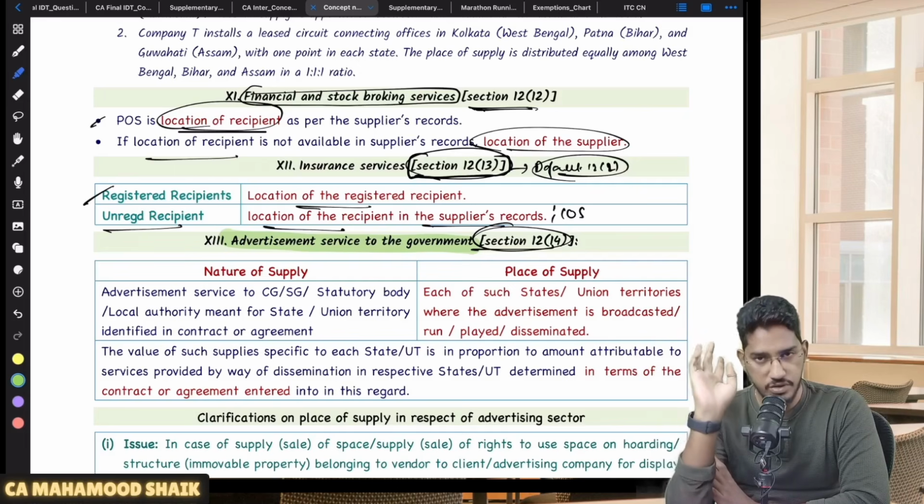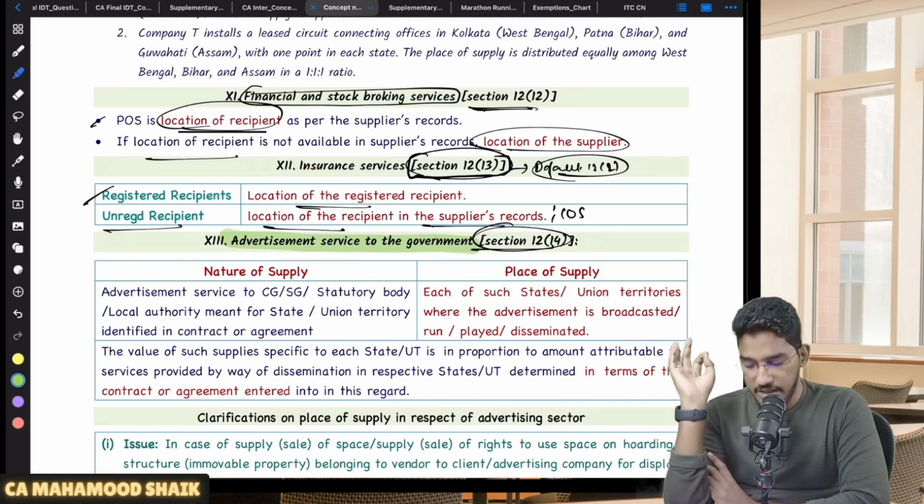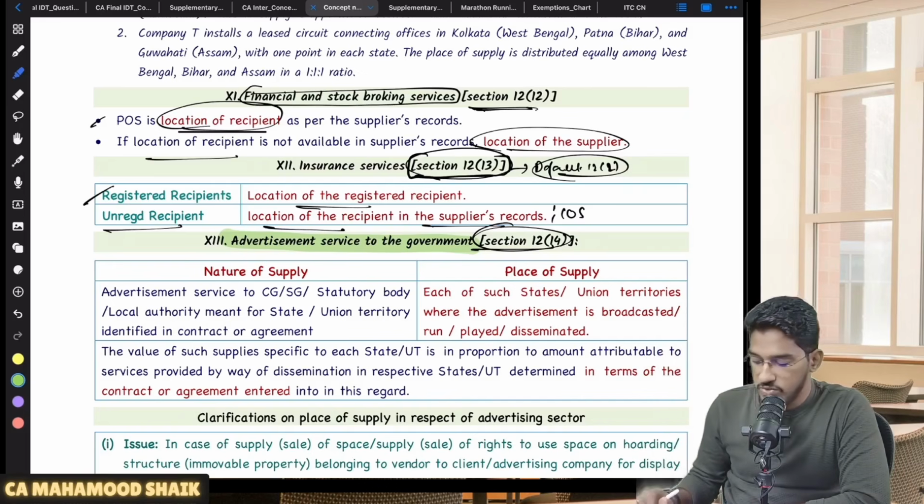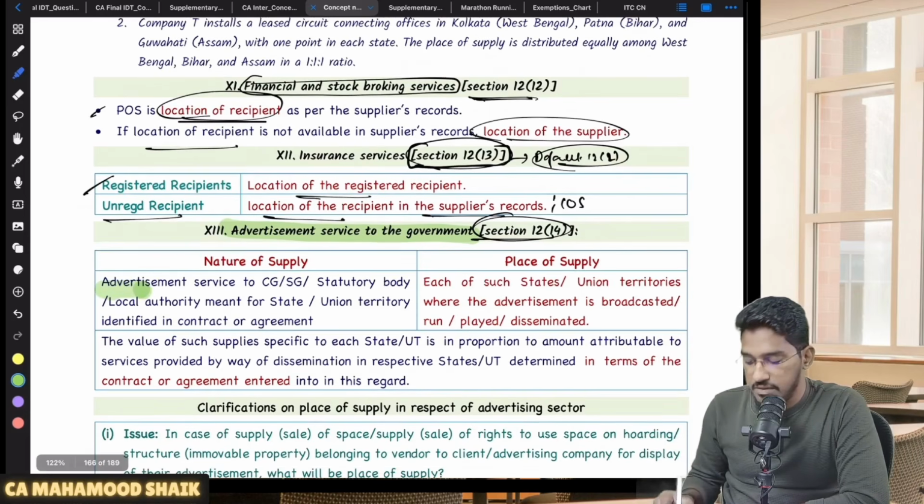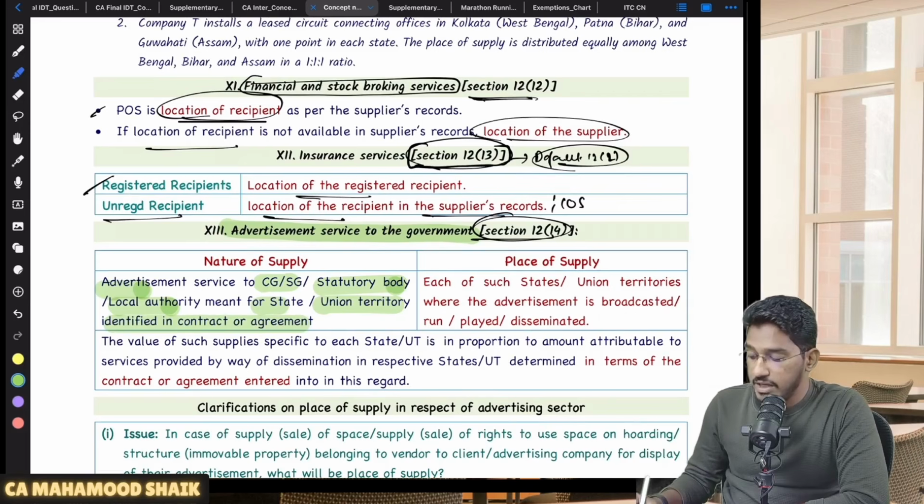It has to go to default provision. Okay, so 12 subsection 14 only will cover advertisement services when provided to the government. So what does this 12 subsection 14 say? When advertisement services are provided to central government, state government or statutory body, local authority meant for state or union territory identified in a contract or agreement, the place of supply will be each of the state or union territory where the advertisement is run, displayed or broadcasted or disseminated.